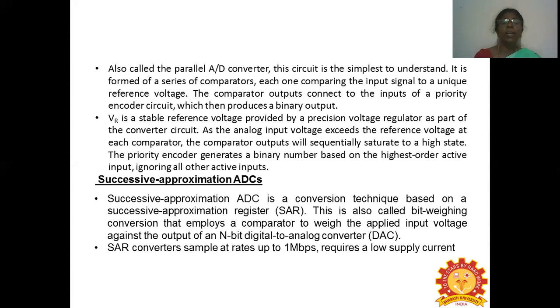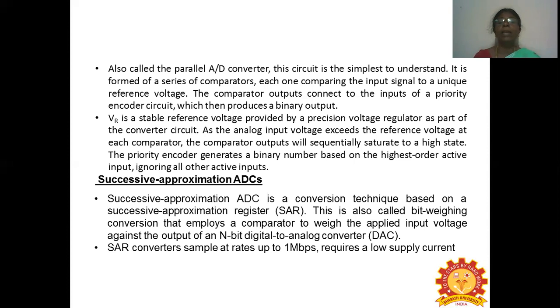So here VR is a stable reference voltage provided by a precision voltage regulator. One precision voltage regulator continuously generates the reference voltage. That is a part of the converter circuit.